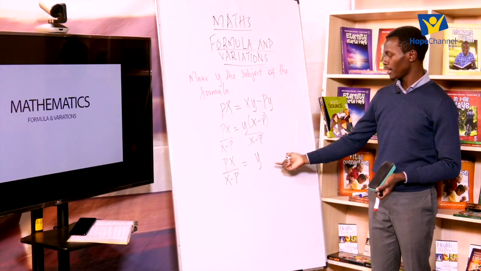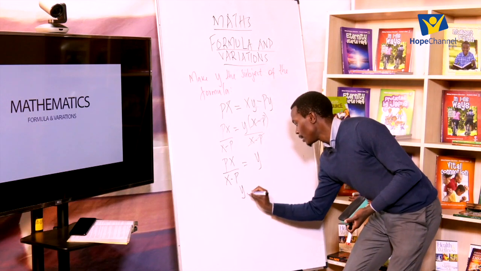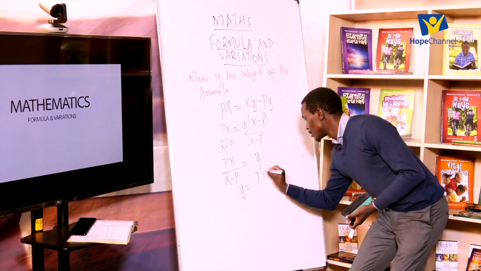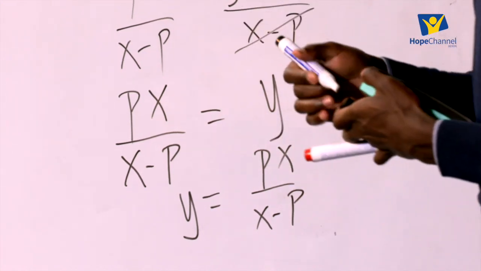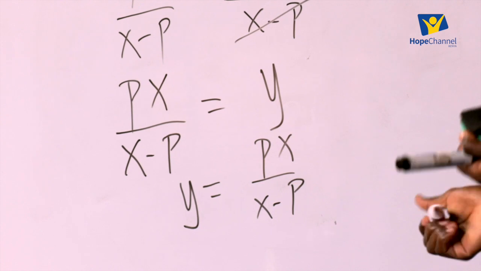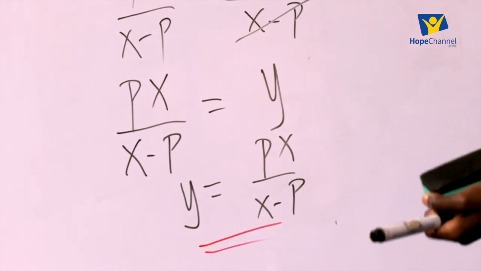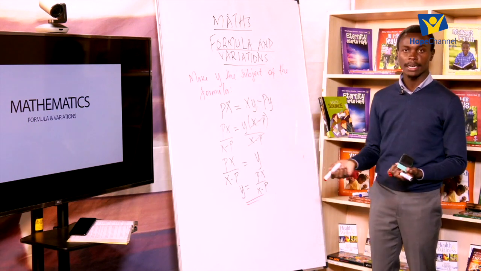So we can leave the answer as that, but as well you can rearrange it to have it as y is equal to px over x minus p. As simple as that, and we shall have obtained our answer as the y that is the subject, as the question was asking us.